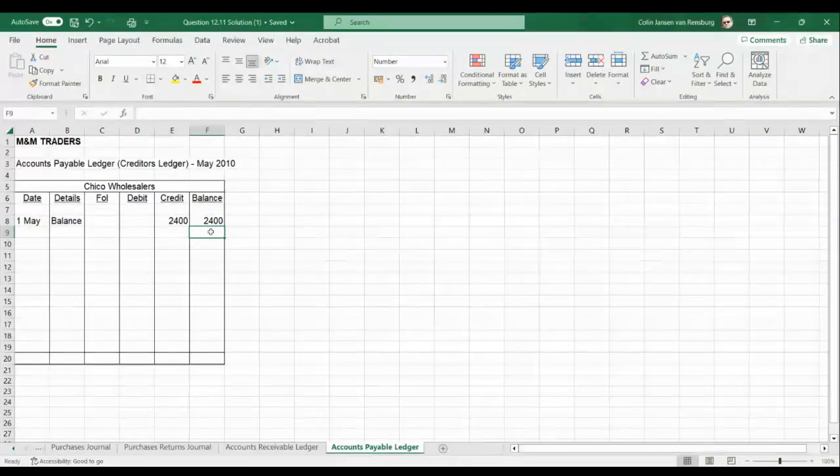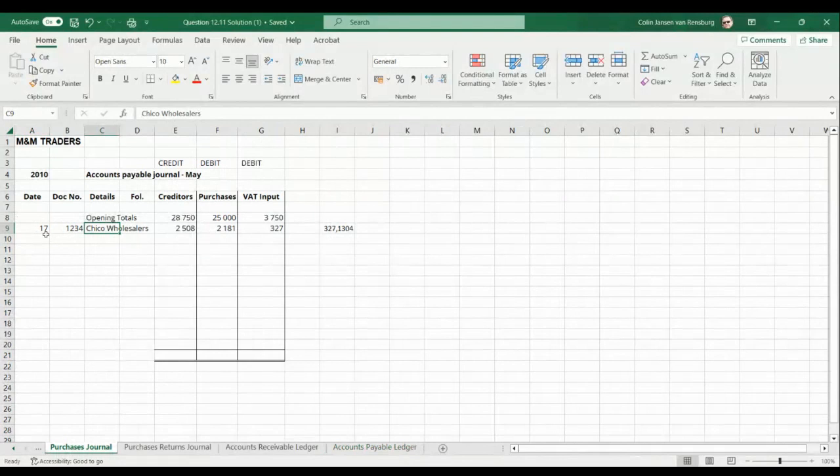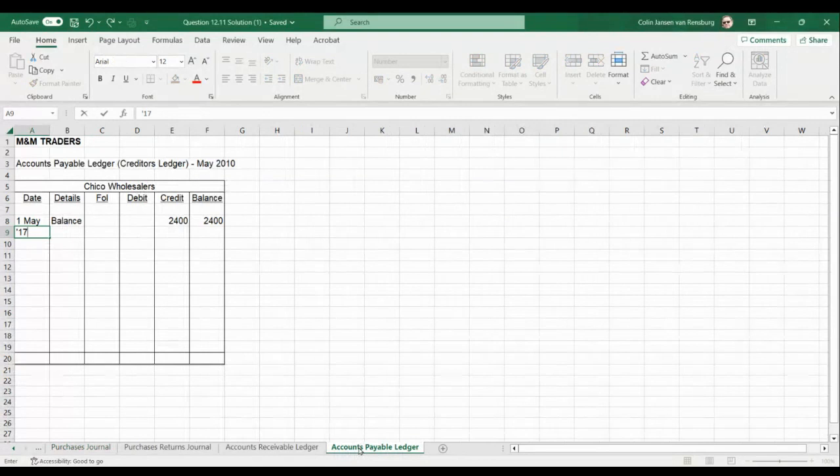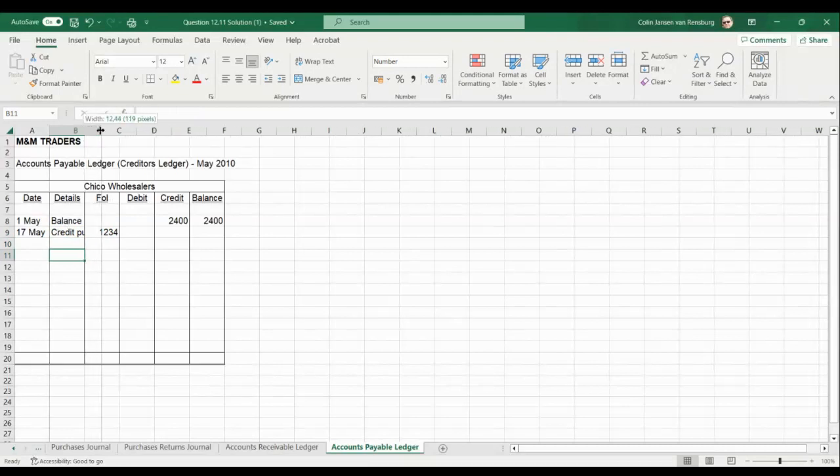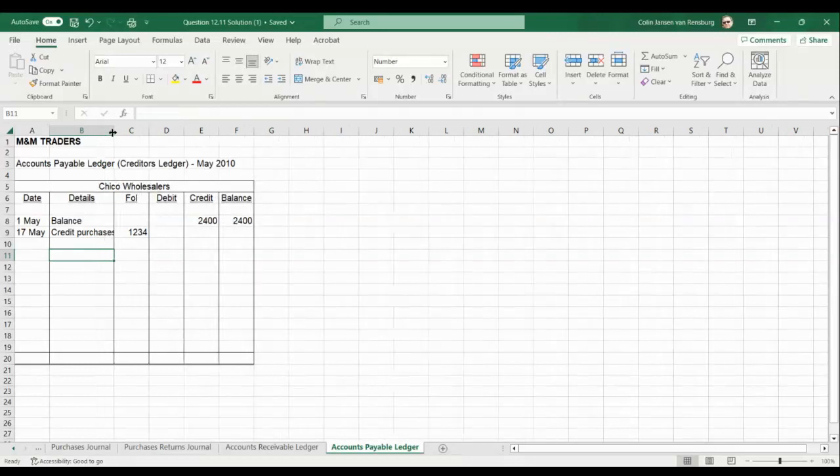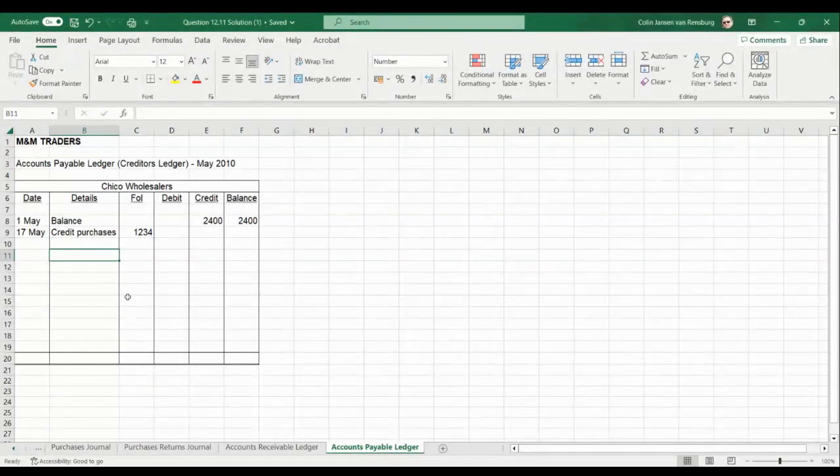So now we can go and program our balance column. We'll do that soon. Let us just go and record that purchase, which we said was on the 17th of May. The document number was 1, 2, 3, 4. This was a credit purchase.